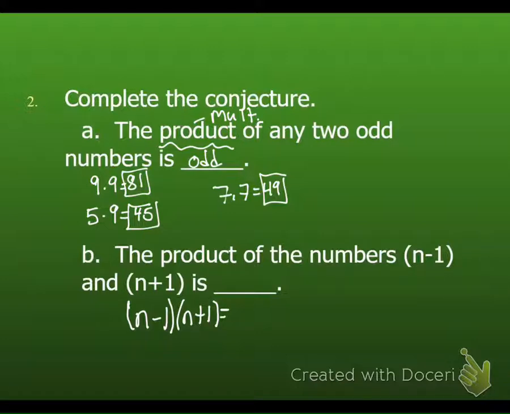So our double distributive property tells you that we're going to multiply n times n. When we do that, what do I get? N squared. Strong. I like it. N times 1. What do we get? N. Okay. Negative 1 times n. Negative n. Negative 1 times 1. Negative 1. These middle terms are opposites of each other, so they drop out, go to 0. So we're left with n squared minus 1.